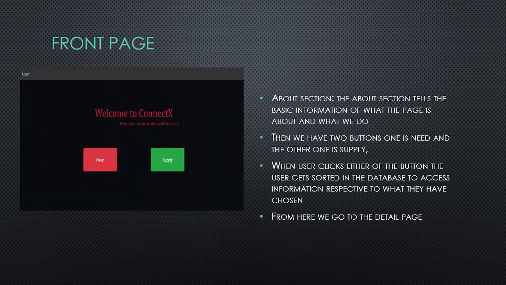First we have the front page, the about section. The about section tells us the basic information, what the page is about and what we do. Then we have two buttons, one is need and the other one is supply. When the user clicks either of the buttons, the user gets sorted in the database to access the information respective to what they have chosen. From here we go to the detail page.